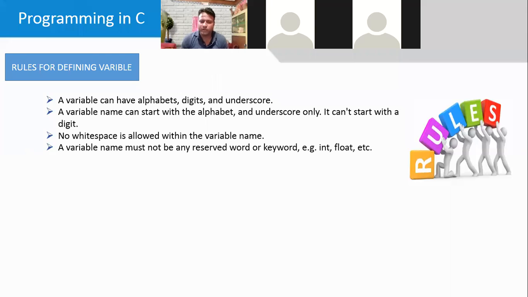Okay, so when you define a variable, it must not be a keyword or reserved word. You cannot define it as public, you cannot define it as int, you can define it as float.